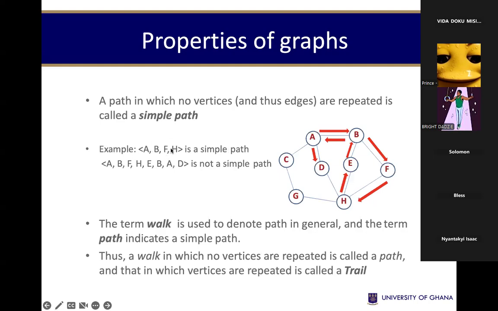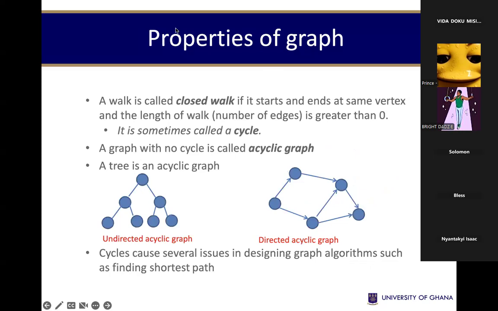A simple path is easy to understand. If a path is simple, it means there's no repetition. If a path is not simple, then it's basically a walk. A walk in which the vertices are not repeated is called a path. If the vertices are repeated, we call it a trail. So a trail and a path are a little bit different. With a simple path, vertices are not repeated. For a trail, the vertices are repeated.